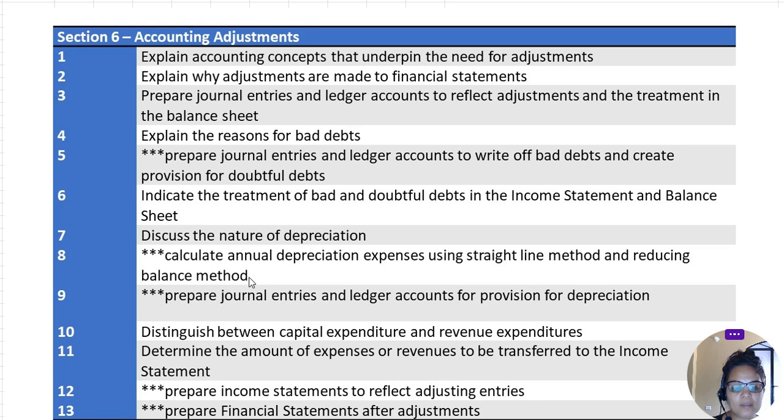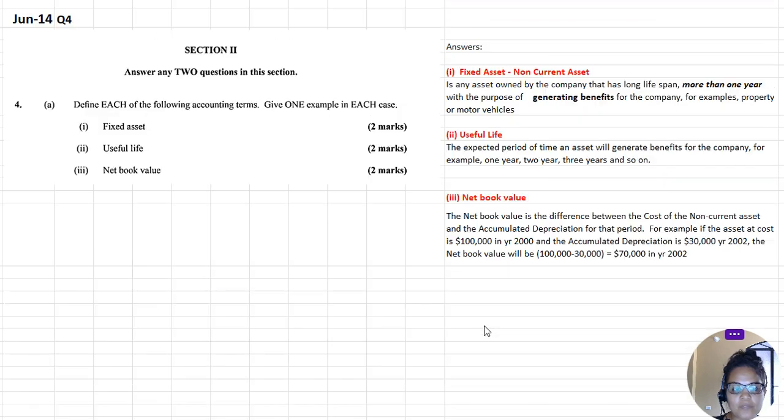So you're required to calculate annual depreciation expenses using the straight line method and the reducing balance method, and to prepare journal entries and ledger accounts for provision of depreciation. Now the first part of the question just asks you to give definitions. So it's 2 marks each to give the definition of a fixed asset, which we now call non-current assets, the useful life of the asset, and the net book value.